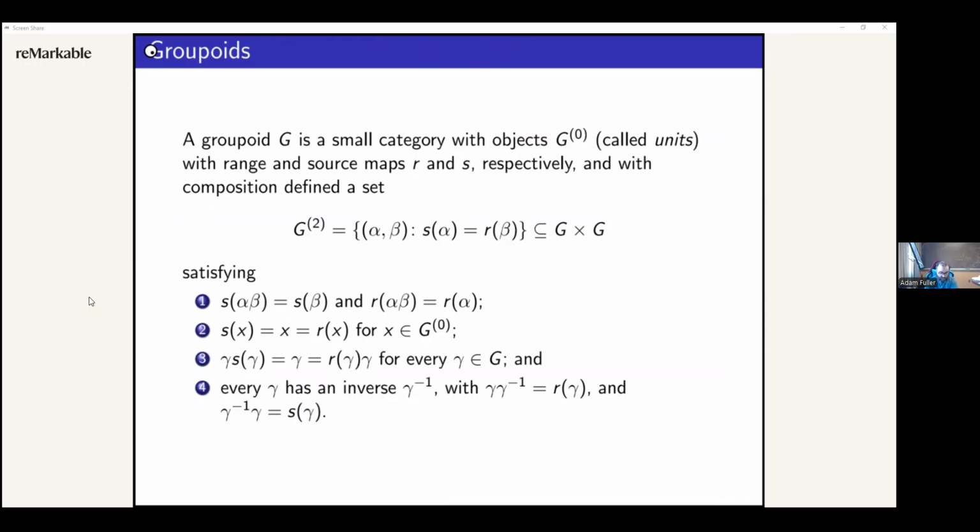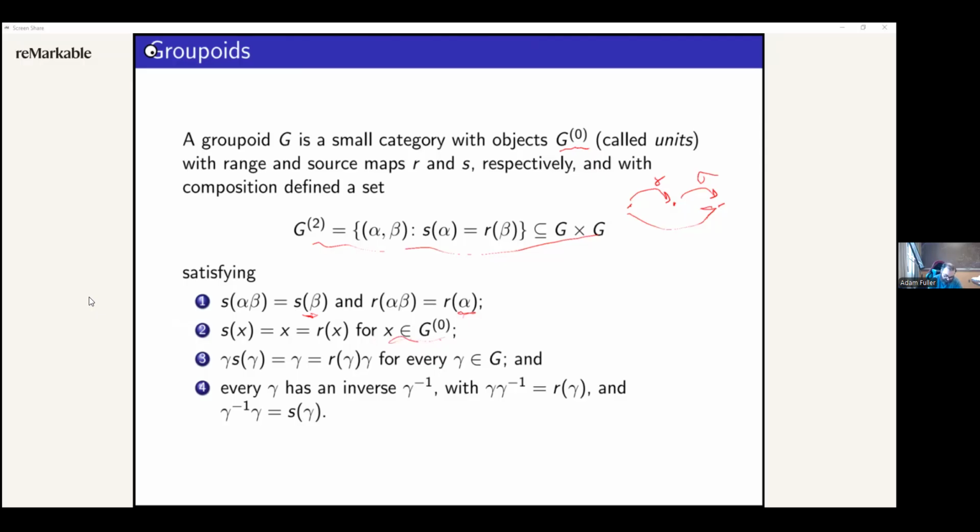Firstly, a groupoid is a small category with objects G0, which we'll call units. So you can think of G0 as just a set of things, and the groupoid is arrows between them. So we have range and source maps, and we have composition wherever we can. If I have gamma and sigma, then I can look at the product of gamma and sigma. I have the map from here to here. They satisfy some conditions. The source of the composition is where you started. The range of the composition is where you end. For units, i.e. the objects, source and range are just themselves.